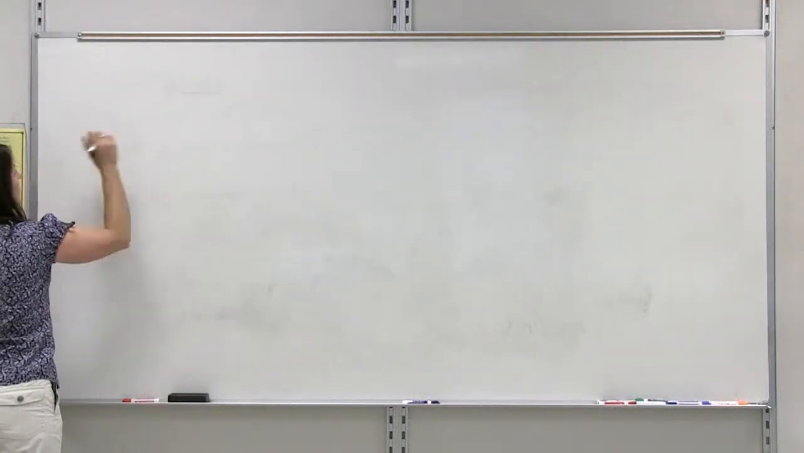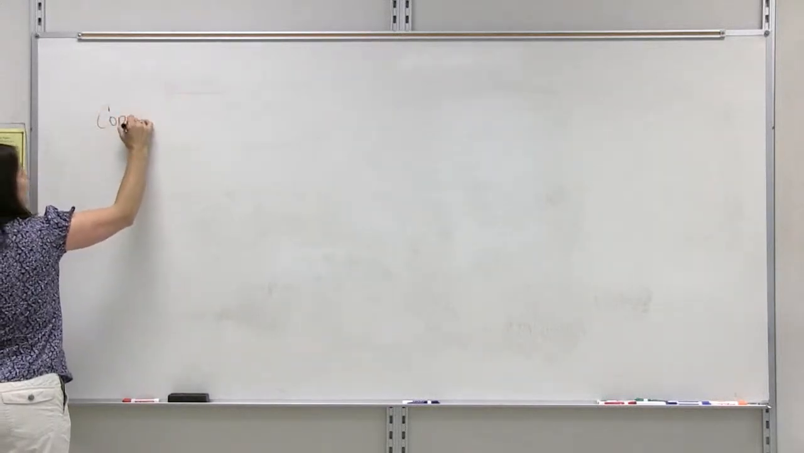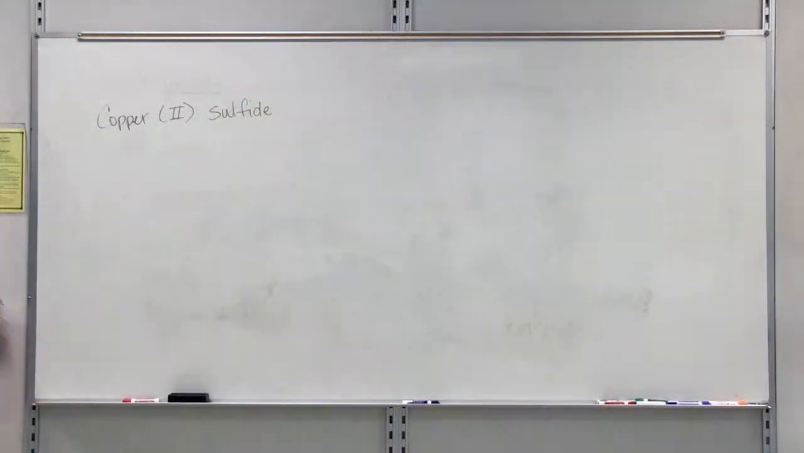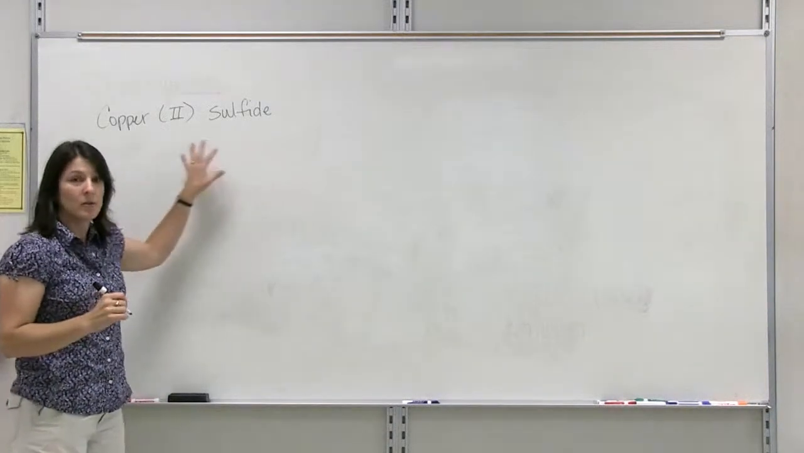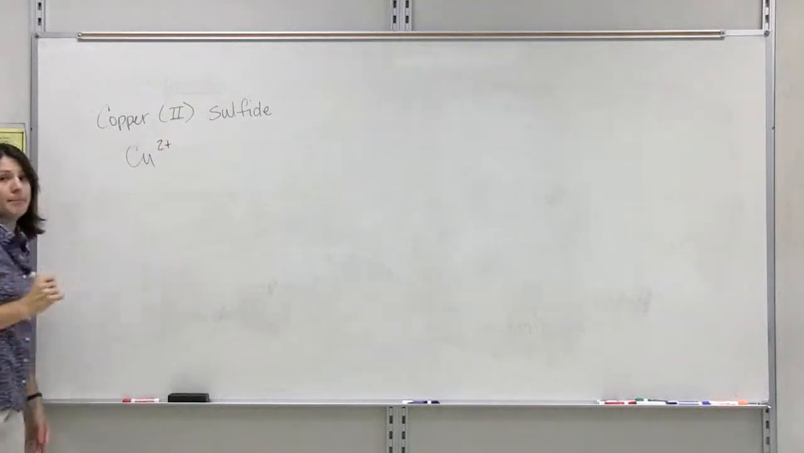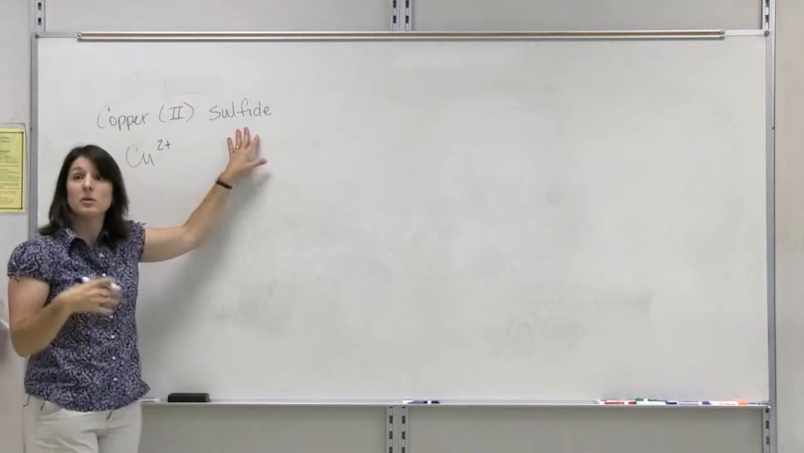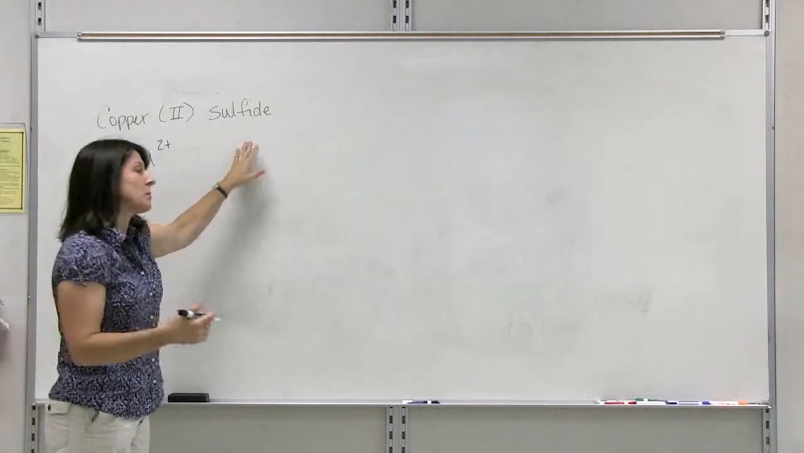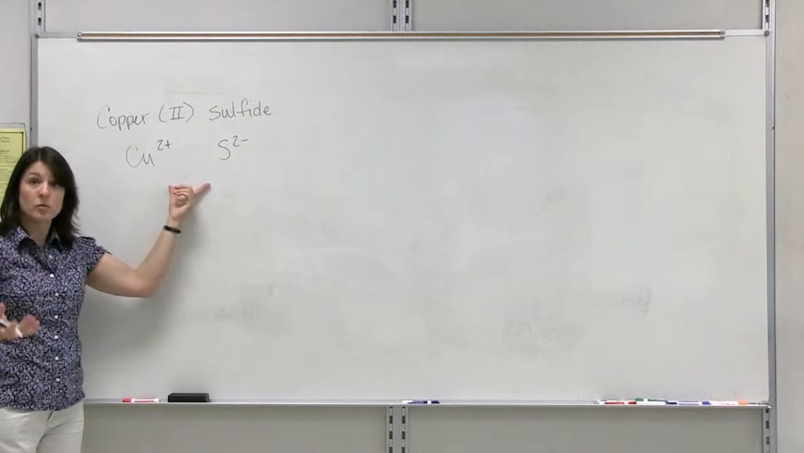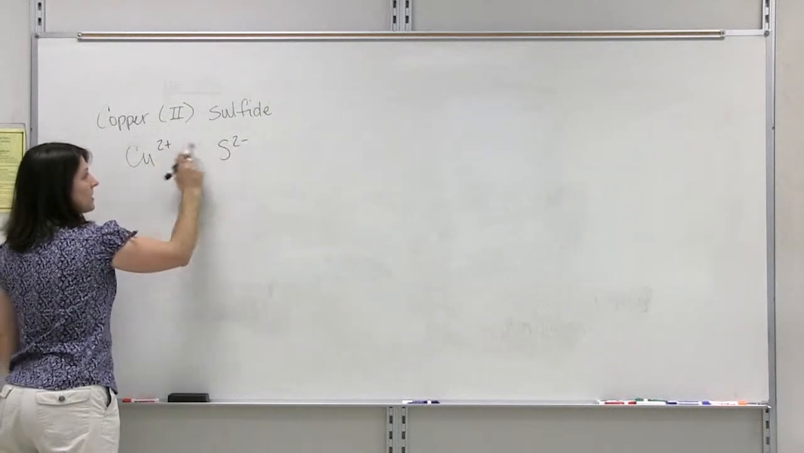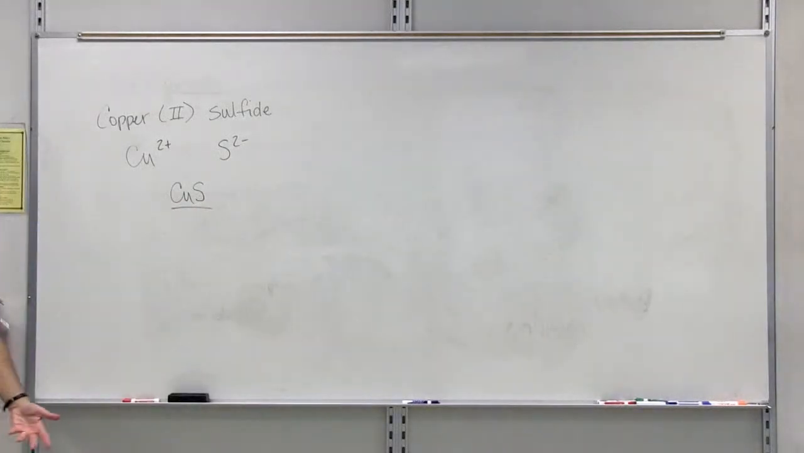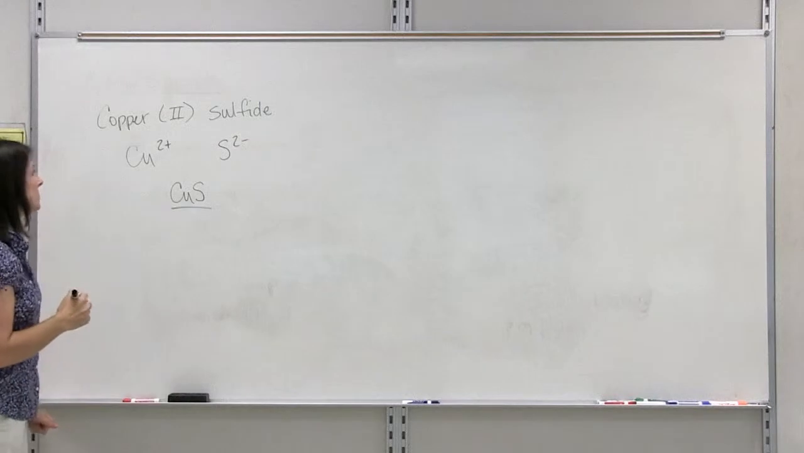So let's say we wanted to write the formula for copper 2 sulfide. First, we have to figure out what the ions are. So we have copper 2. Since it gives us a Roman numeral, it tells us the charge of the ion. Sulfide is the sulfur ion. So you go to the periodic table. It's in group 6A. It forms a -2 ion. To write the formula, we need to have a neutral charge balanced formula. So since these are the same number, they balance each other out, so we can just put one of each, and this would be the formula for copper 2 sulfide, okay?